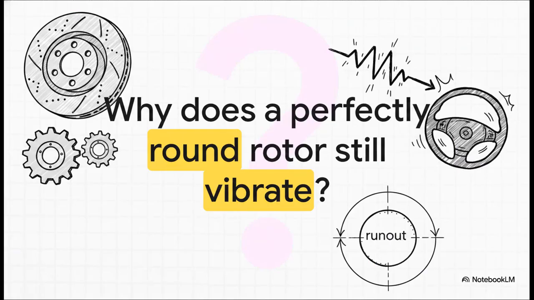Picture this real-world scenario. You've got a brake rotor fresh off the manufacturing line. You check the dimensional inspection report, and hey, it says the part is perfectly round. The diameter is absolutely spot on. But the moment that rotor gets mounted onto a vehicle and you hit highway speeds, it causes massive, teeth-rattling steering wheel vibrations. So why does that happen?